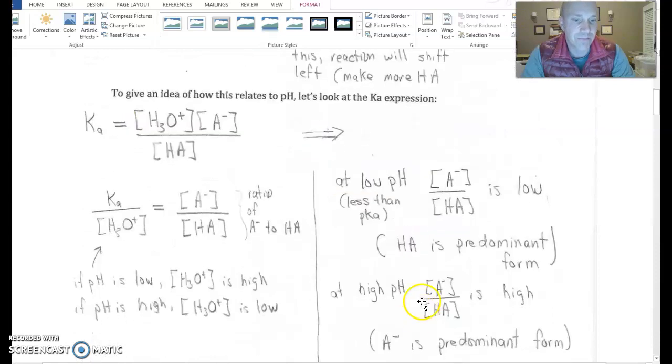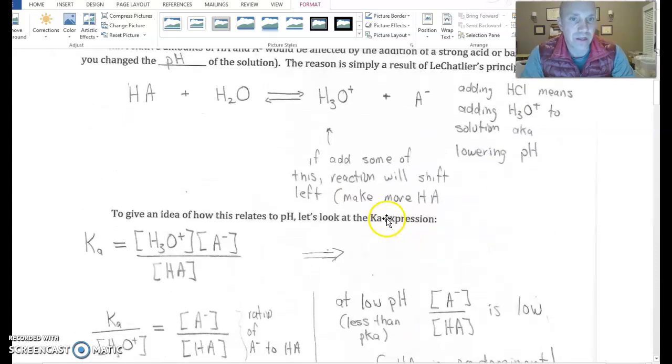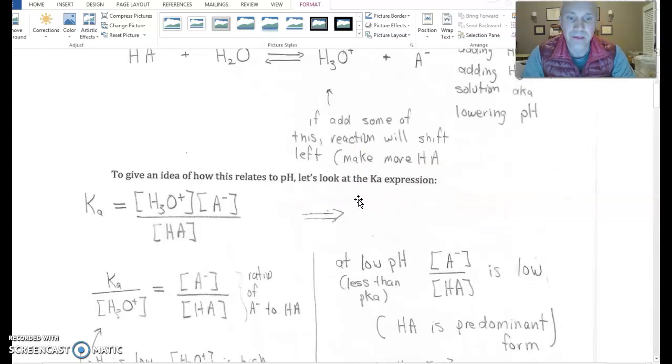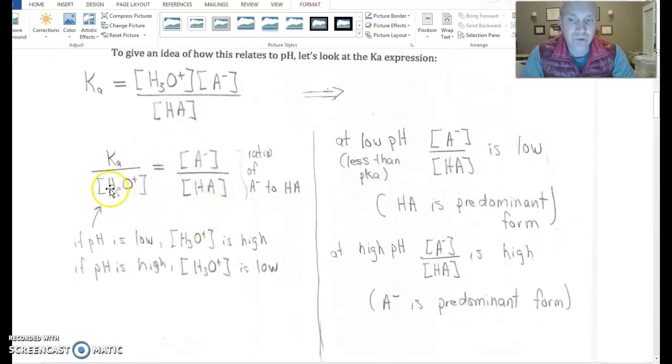So this is a description of how we could figure it out just using Le Chatelier's principle. And this expression right here, I want to point out, is not the form that people generally use, especially in biochemistry. They end up turning this expression into a more useful form called the Henderson-Hasselbalch equation, which we'll talk about when we get to biochemistry.